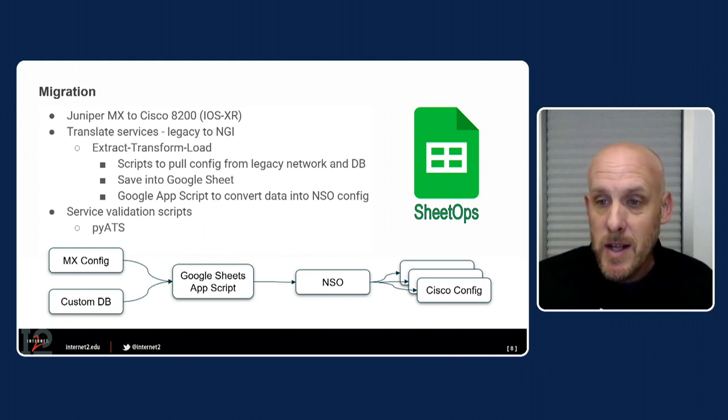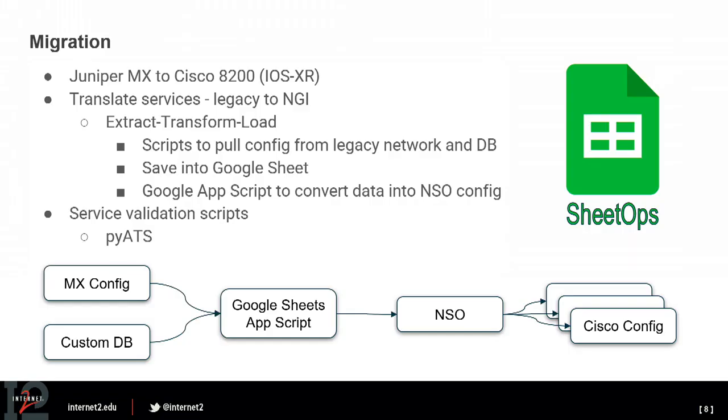Maybe services were missing data, or they had incorrect data. So we needed a tool to allow engineers to work with that. So we actually decided on Google Sheets for this purpose. So an engineer could take the data extraction from our legacy network and our DB, paste it into Google Sheets.